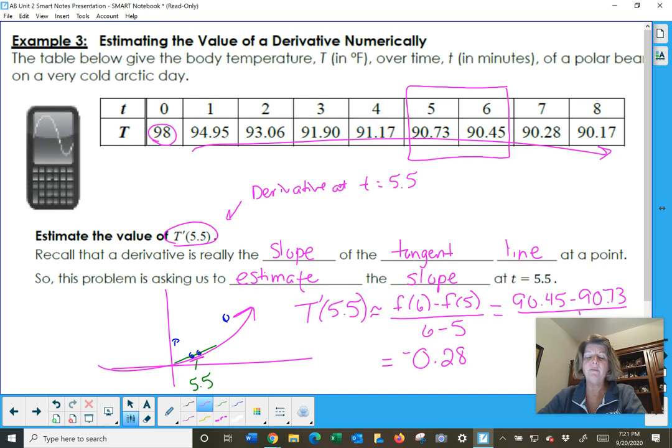So I like that. What would be the labels of this? Well, slope is a rate, and it's going to be the temperature, which was in Fahrenheit, so degrees Fahrenheit, over time, which is in minutes. So it's losing 0.28 degrees Fahrenheit every minute on average at time 5.5.